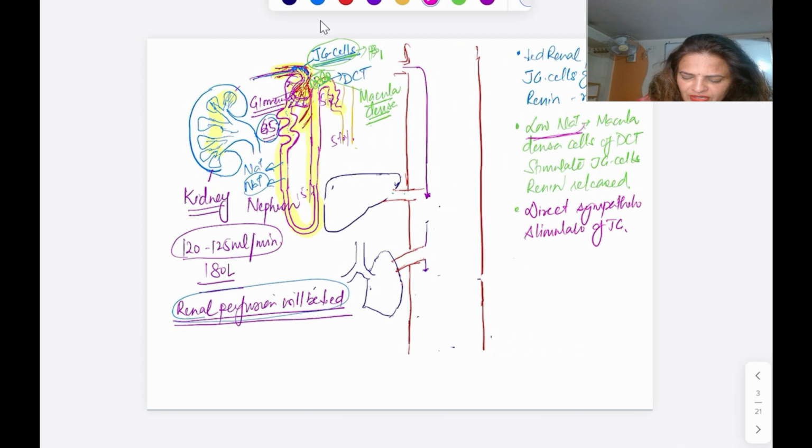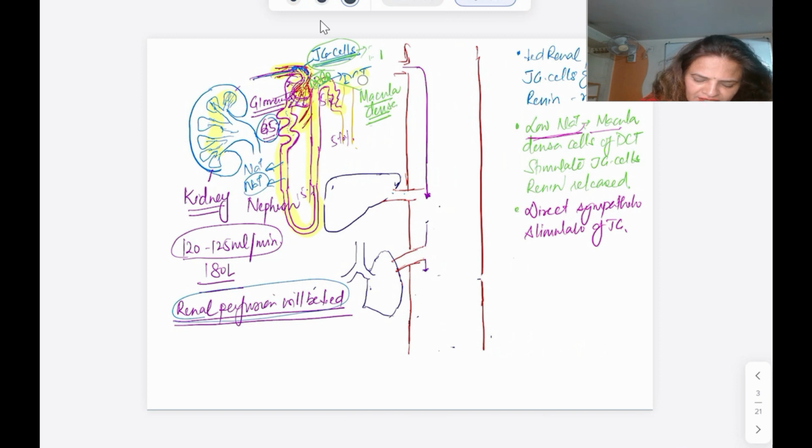So low sodium will be sensed by the macula densa cell of the DCT, distal convoluted tubule, which is going to stimulate the JG cell, and renin will be released. Number 3 is direct sympathetic stimulation of the JG cell. So these are the 3 important stimuli which cause the release of renin in the circulation.